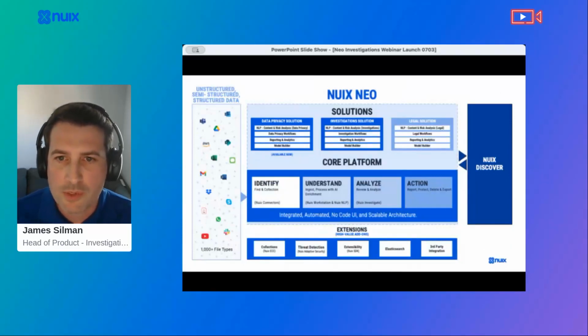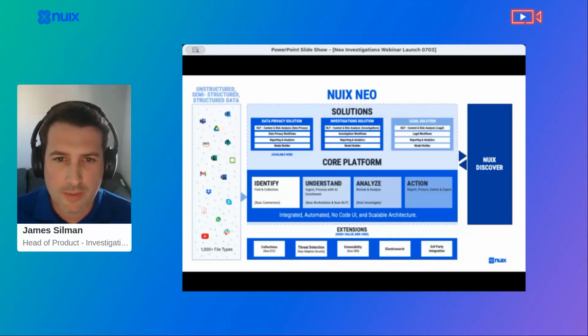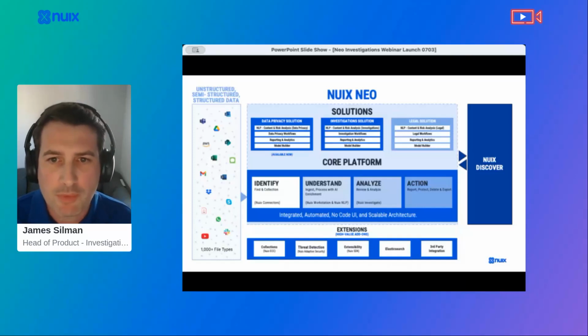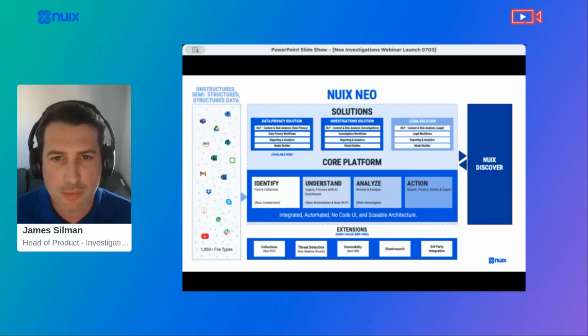So the Nuix Neo platform is backed by the Nuix engine and allows you to bring in those over 1,000 file types of unstructured data. However, Neo is a true end-to-end platform from data identification, collection, enrichment, and intelligence extraction through our AI, all through to review, all automated. On top of our platform are our tuned solutions with data privacy and investigations available today and Nuix Legal coming soon.